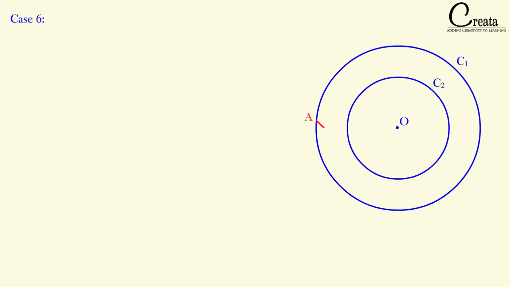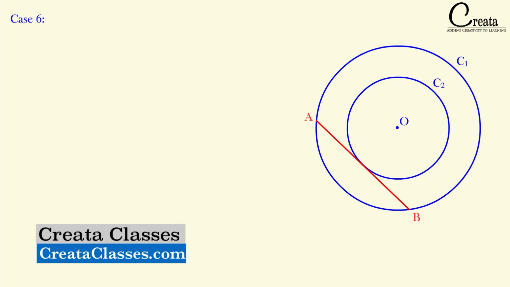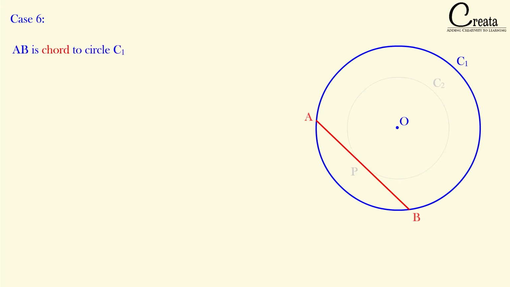Let's move to the next case. In this case we have two concentric circles and the chord AB. Here this is the chord AB to the circle C1, and this chord is touching the circle C2 at one point. For this circle C1, AB is the chord.